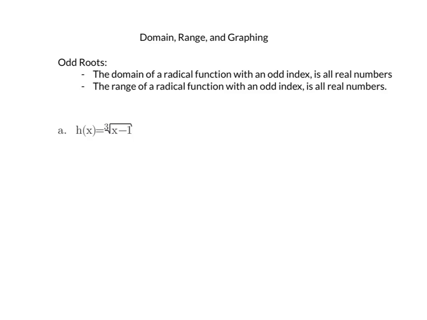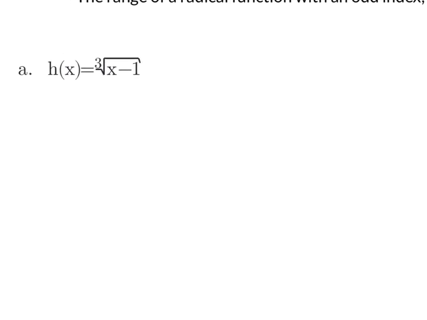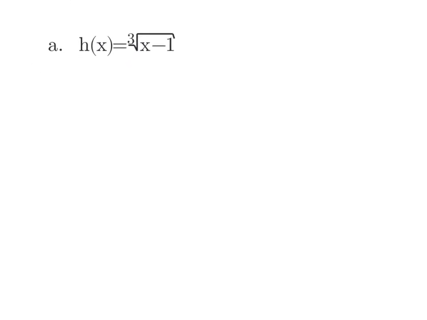So if we look at example A, our domain is negative infinity to infinity, and our range is also negative infinity to infinity. But let's go ahead and graph this. Now you will not be required to graph them by hand, but just to show you what we're looking at.